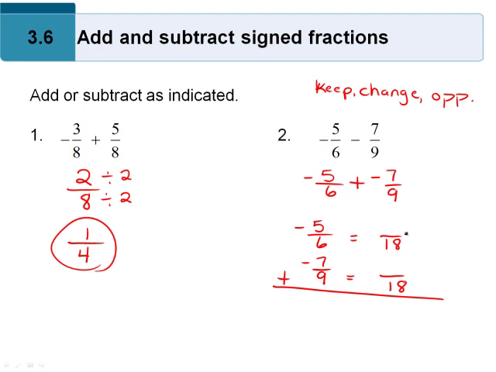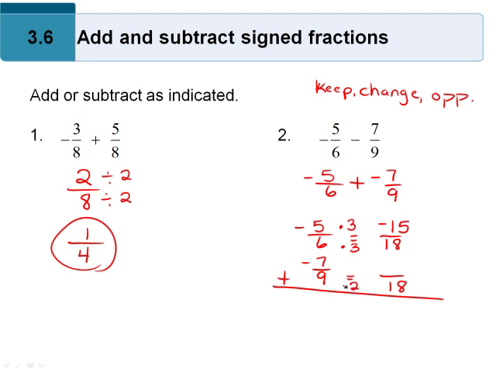So now it's just like the last section when we were building equivalent fractions. We say 18 divided by 6 is going to be 3. So I'm going to multiply the top and the bottom by 3. Now what you have to be careful of here is that's a negative 5. So negative 5 times 3 is negative 15. Okay, that's our new equivalent fraction. Now we do the same thing on the bottom. 18 divided by 9 is 2.